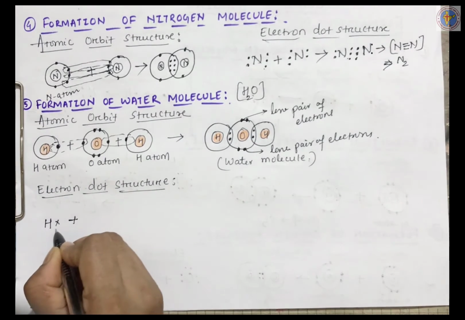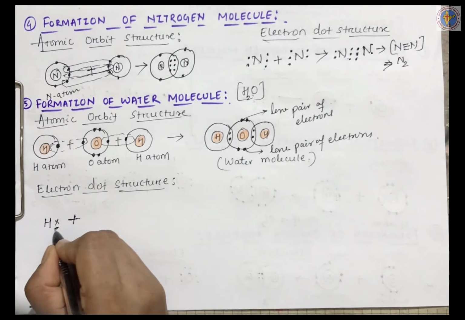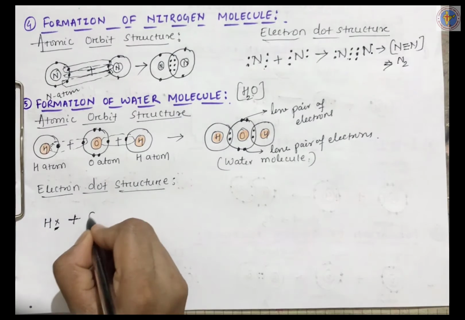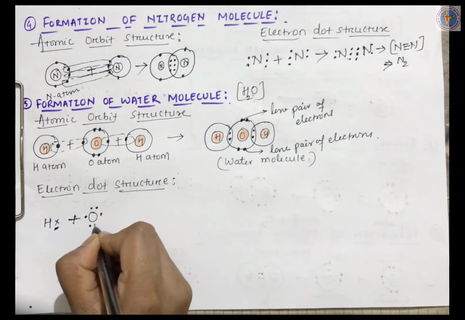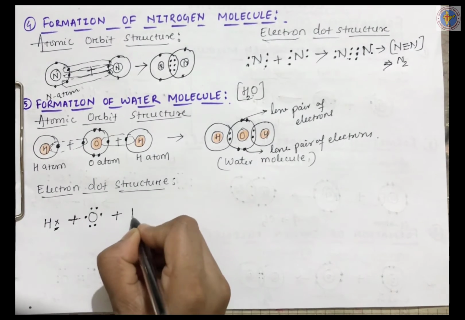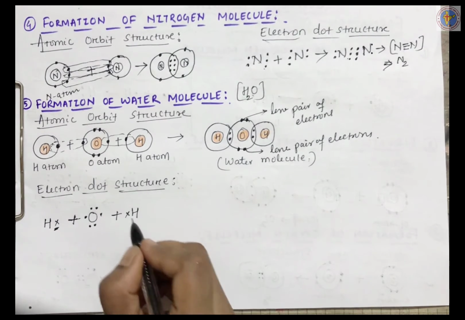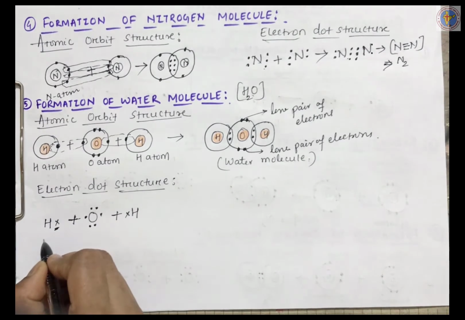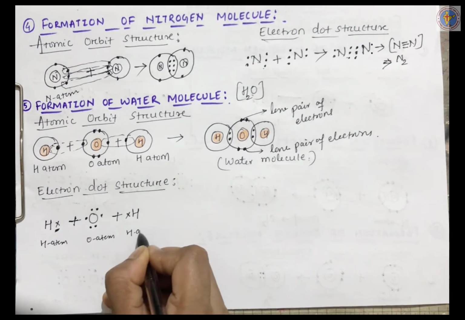One electron is present in the outermost shell of hydrogen, so I have denoted that one electron of the hydrogen atom in the form of a cross. Then oxygen, how many electrons are present, children? We have 6 electrons present in the outermost shell. Then again the hydrogen atom, we will take it as a cross. One electron is present in the outermost shell of the hydrogen atom. So this is your hydrogen atom, this is your oxygen atom, this is your hydrogen atom.